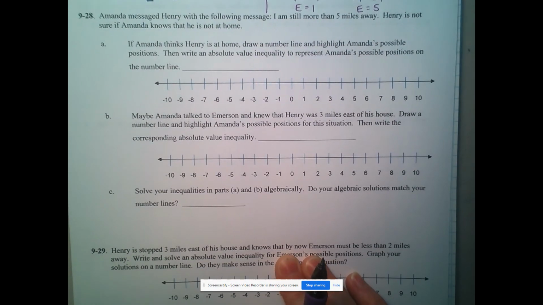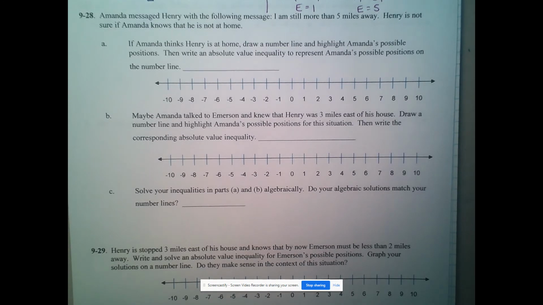9-28. Amanda messaged Henry with the following message. I am still more than 5 miles away. Henry is not sure if Amanda knows that he's not at home. If Amanda thinks Henry's at home, draw a number line and highlight Amanda's possible positions.